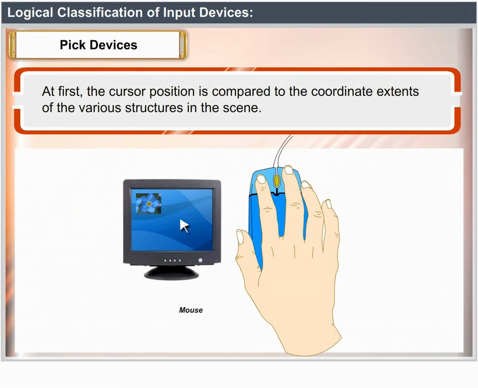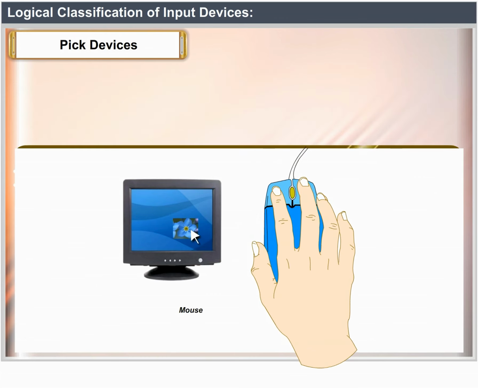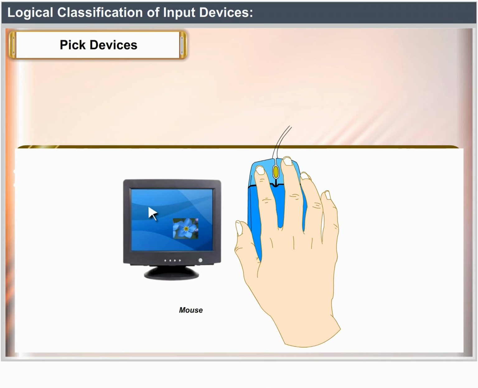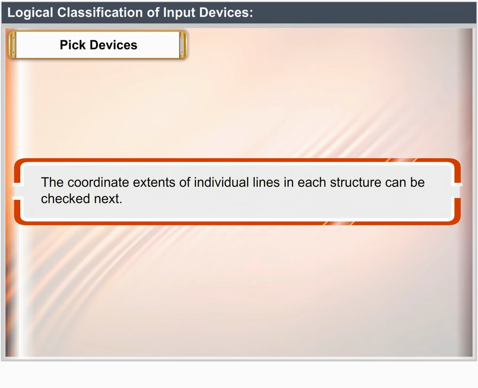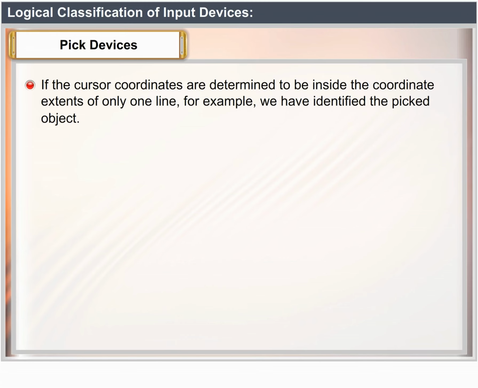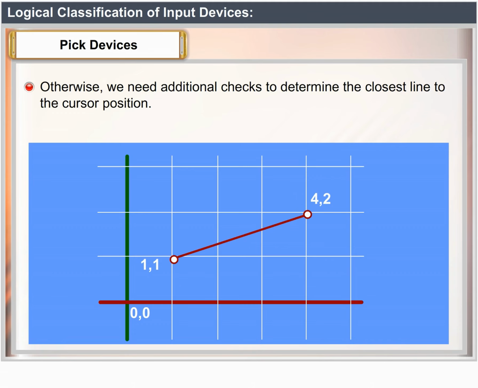First, the cursor position is compared to the coordinate extents of the various structures in the scene. If the bounding rectangle of a structure contains the cursor coordinates, the picked structure has been identified. But if two or more structure areas contain the cursor coordinates, further checks are necessary. The coordinate extents of individual lines in each structure can be checked next. If the cursor coordinates are determined to be inside the coordinate extents of only one line, for example, we have identified the picked object. Otherwise, we need additional checks to determine the closest line to the cursor position.